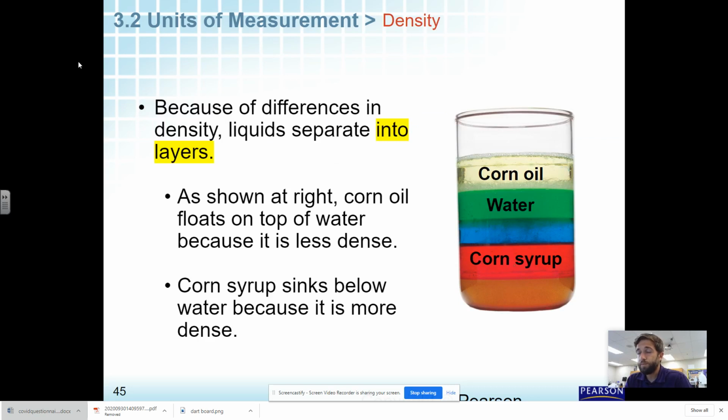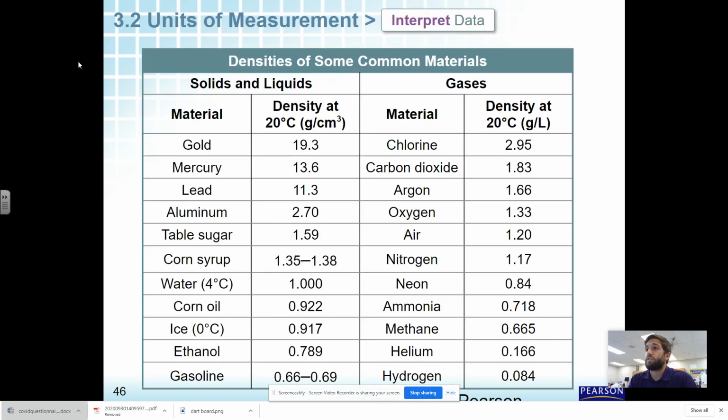So because of the differences in density, liquids separate into layers. And so in a minute, that's what we're going to do. You see corn oil, water, and then you have corn syrup, and some other ones right there. So as shown at right, the corn oil floats on top of the water because it is less dense. Corn syrup sinks below water because it is more dense. Okay, and if I decide to do a lab next week over this unit, we will look at density and separate things into layers.